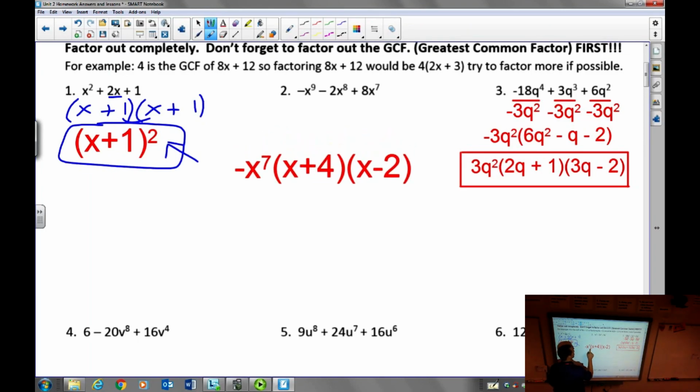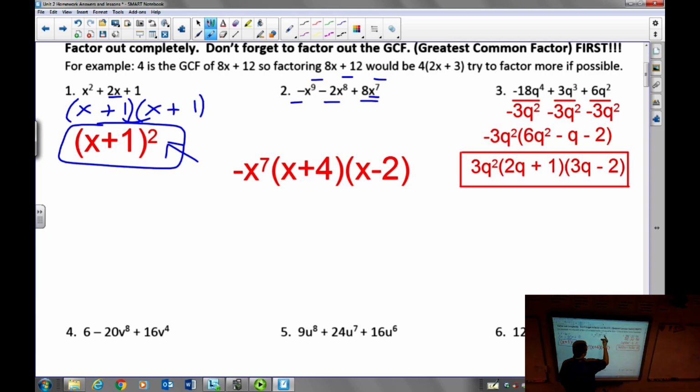Number 2 we also did in class, but just in case you missed it, it was to divide each one by x to the 7th, which is the highest power that all three of them contain. So x to the 9th has x to the 7th in it, x to the 8th has x to the 7th in it, and x to the 7th has x to the 7th in it. So then we take the GCF and we divide by the greatest common factor. We also want the x to the 9th power to be positive.